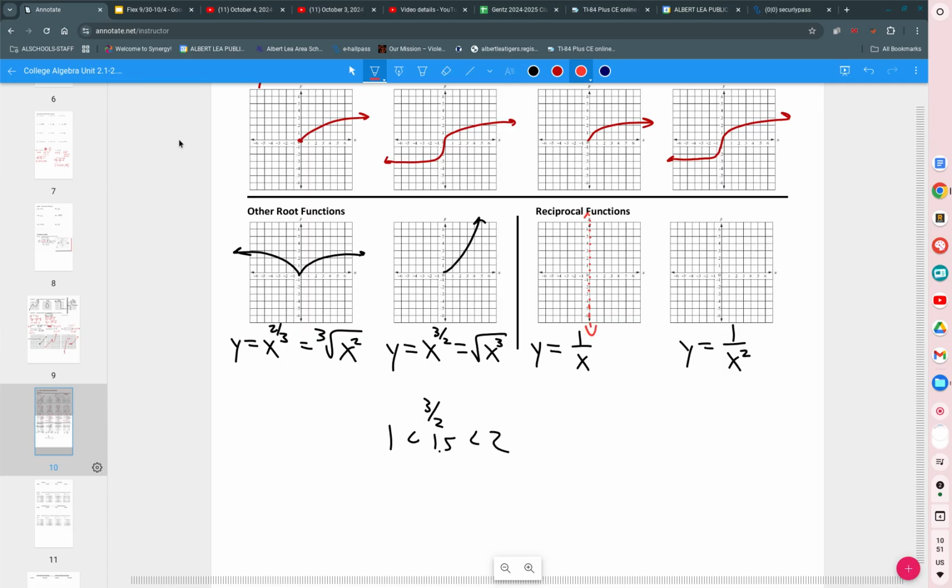An asymptote is a line that the graph approaches but does not touch. Okay? A line that the graph approaches. It also has a horizontal asymptote at 0 as well, because 0 is a number that you cannot obtain from an output.